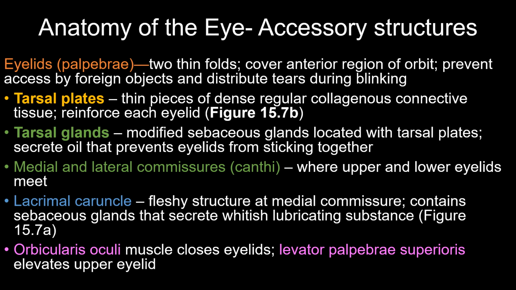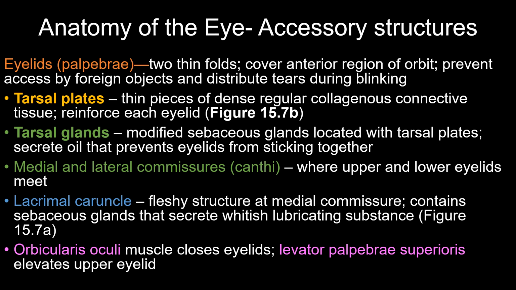Now, the superior, the upper, and the inferior, the lower, palpebrae meet at the edges of the orbit known as the medial and lateral commissures, also known as the medial and lateral canthi. In the medial canthus, you're going to find the lacrimal caruncle, which is that fleshy pink structure found at that medial commissure. It contains sebaceous glands that secrete a very whitish lubricating substance.